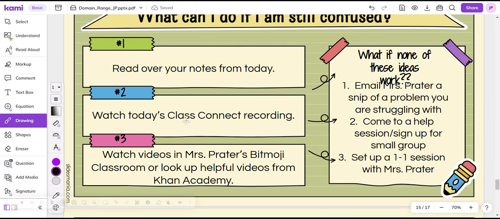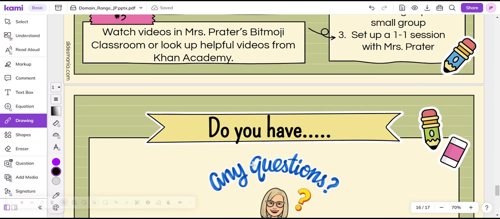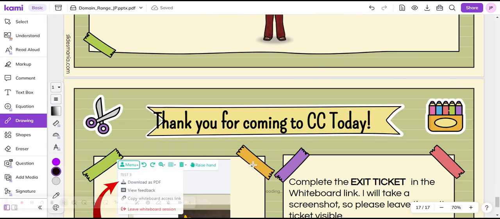Here are just some things that you can do if you're still struggling a little bit with domain and range or with anything in Algebra 2. You can read over your notes. You can re-watch the recordings. You can watch the videos in my Bitmoji Classroom, which is underneath contents, table of contents in your OHS. And then you can always send me emails.